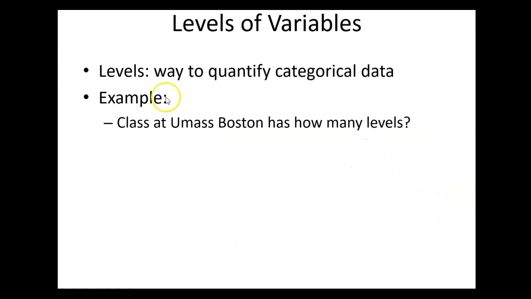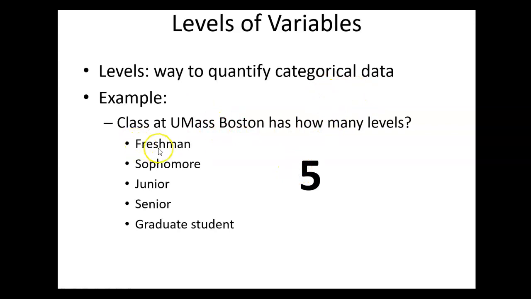There's different levels of variables, so these are ways to quantify categorical data. An example would be, how many classes are there at UMass Boston? How many different levels? Well, there's going to be 5 levels, so you could be freshman, sophomore, junior, senior, or you could be a graduate student.